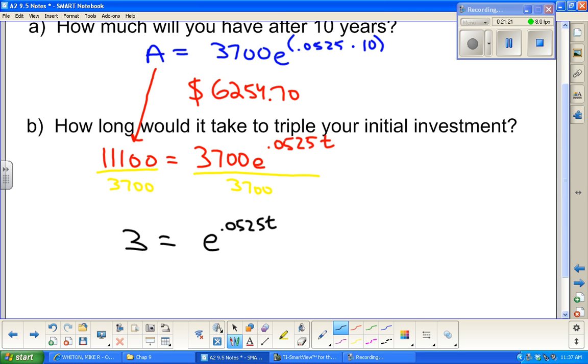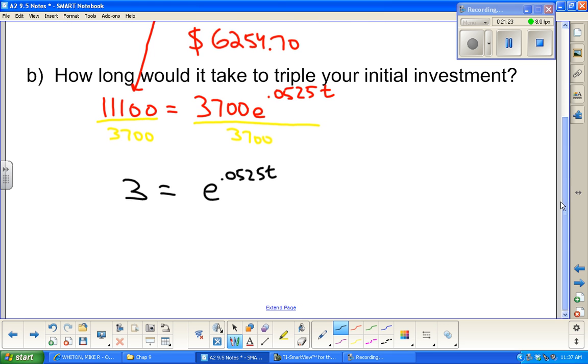Just like before, once we get to this step, we can change to log form. So if we change to log form, in this case the base is e again, and this is new, I guess. The base is e, so log base e of 3 is going to equal the exponent.